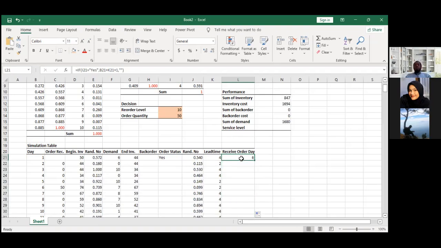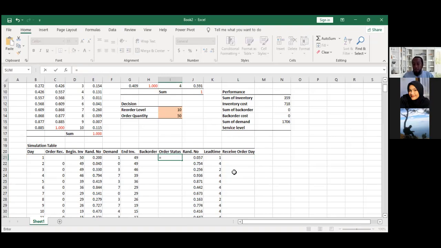Then this one, I deleted this just for example, just to check our formula. Now the order status. We need to order, order status yes or no. We need to order when the ending inventory is less than or equal to the order level. If like that, then we will write yes, we order it. But if no, then we write no. And then we copy down.